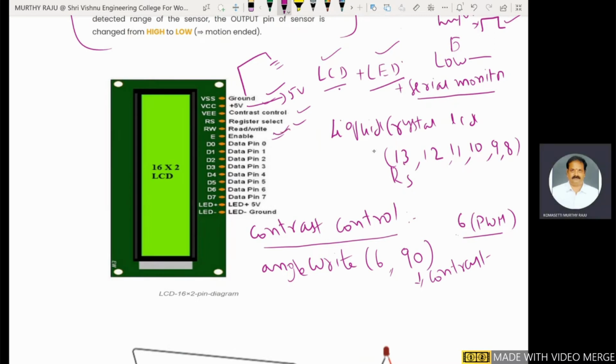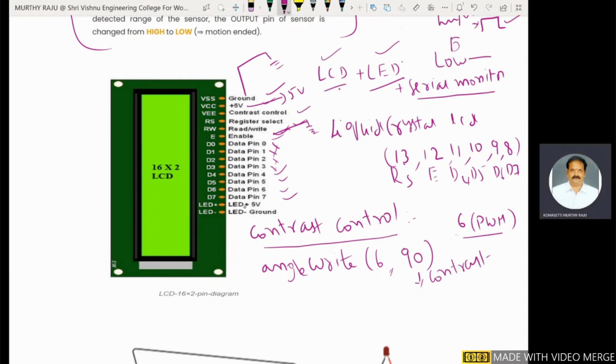Next, read write. The read write pin is connected to ground. The enable pin is connected to the 12th pin of the Arduino board. Data pins D0, D1, D2, D3 are not connected. Leaving these data pins, D4, D5, D6, D7 are connected to the 11th, 10th, 9th, and 8th digital pins of the Arduino board.